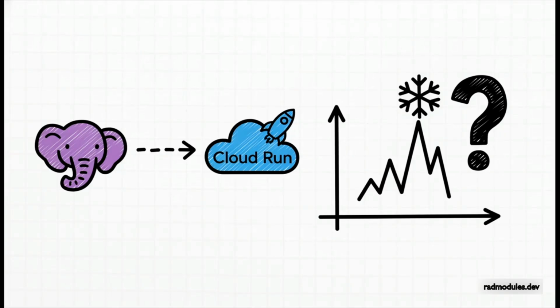Okay, let's paint a picture to make this real. Imagine a team moves their PHP API over to Cloud Run. All of a sudden, they start seeing these super frustrating random latency spikes, especially when a request hits a cold instance. So what's really going on here?